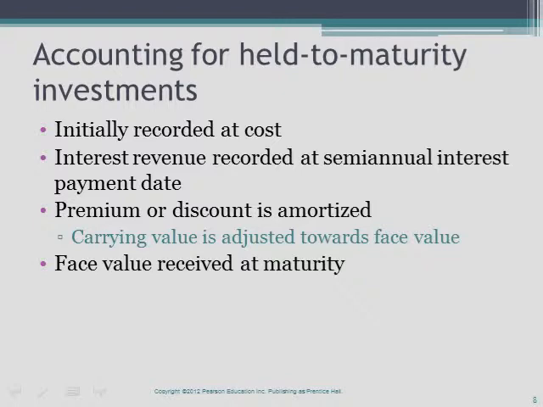In addition, whenever there is issue premium or discount, it is amortized by adjusting the carrying amount of the bond upward or downward toward its par or face value, with an offsetting entry being made to interest revenue. Years later, at maturity, the carrying amount will have been adjusted from the original issue amount to its par or face value, and the investor will receive the face amount upon redemption of the bond.